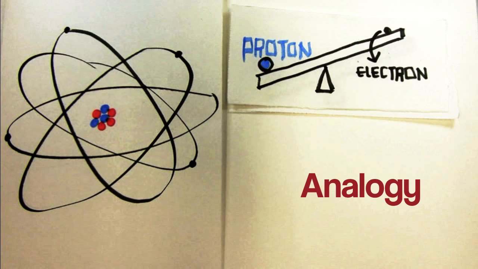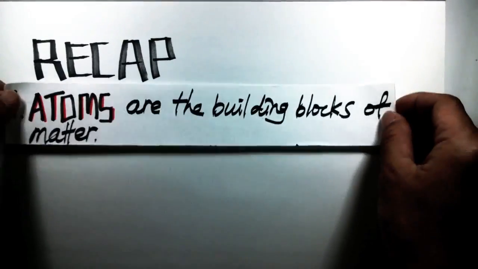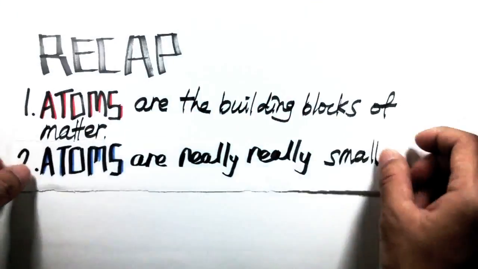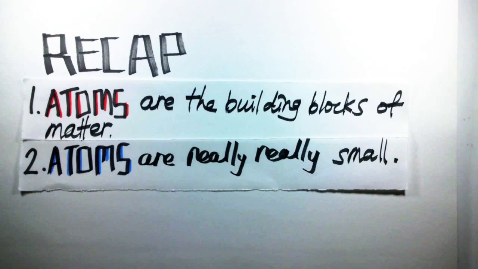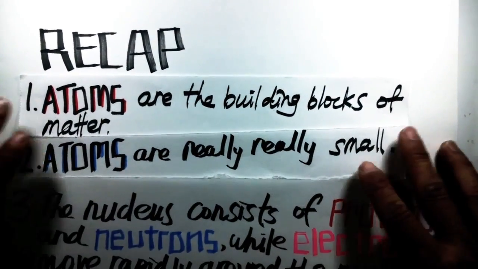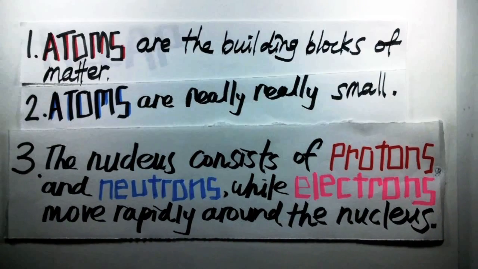Think about it. When you weigh yourself on a weighing scale, do you take into consideration the weight of your earrings? No, because it is insignificant as compared to your weight. So let's now do a quick recap of what we've learned. Number 1, atoms are the building blocks of matter. 2, atoms are really small. 3, the nucleus consists of protons and neutrons, while electrons move rapidly around the nucleus.